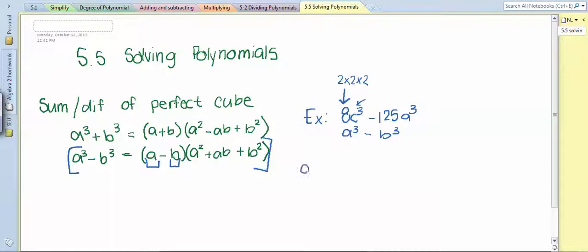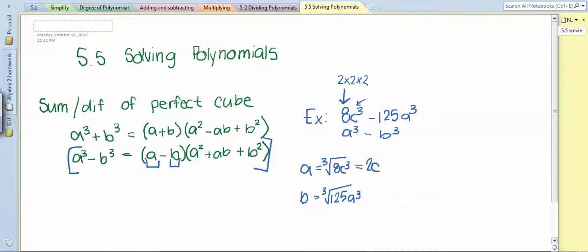So to find a, you're going to take the cube root of 8c to the third. And to find b, we're going to take the cube root of 125a to the third. So we just said that 2 times 2 times 2 gives me 8. So the cube root of 8 is 2. And c to the third, all that's going to happen is the exponents are going to cancel. So it just leaves me with 2c as a.